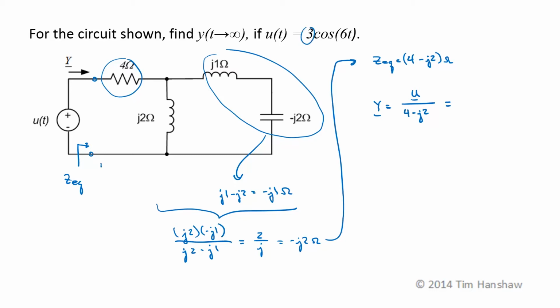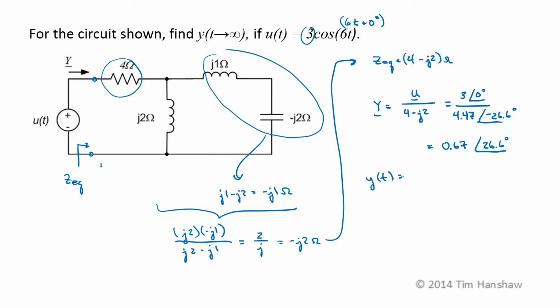U is 3 at an angle of 0 degrees because this argument is 6t plus 0 degrees. So 3 at an angle of 0 degrees. If I convert this to polar coordinates, that's 4.47 at an angle of minus 26.6 degrees. So dividing magnitudes and subtracting minus 26 from 0, 3 over 4.47 is about 0.67. This will be at an angle of positive 26.6 degrees.